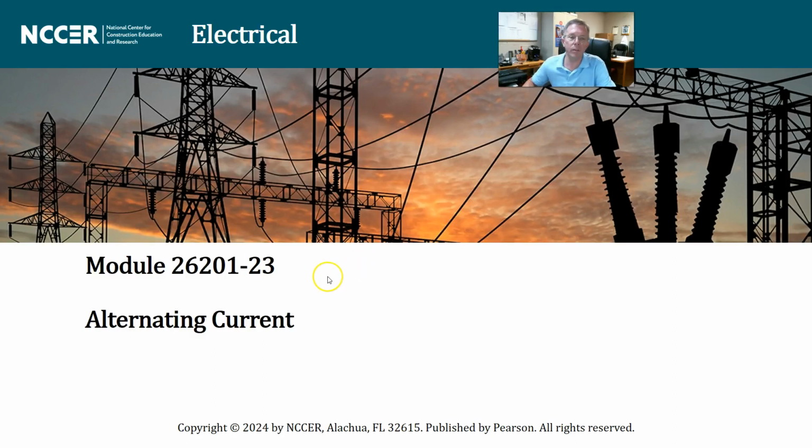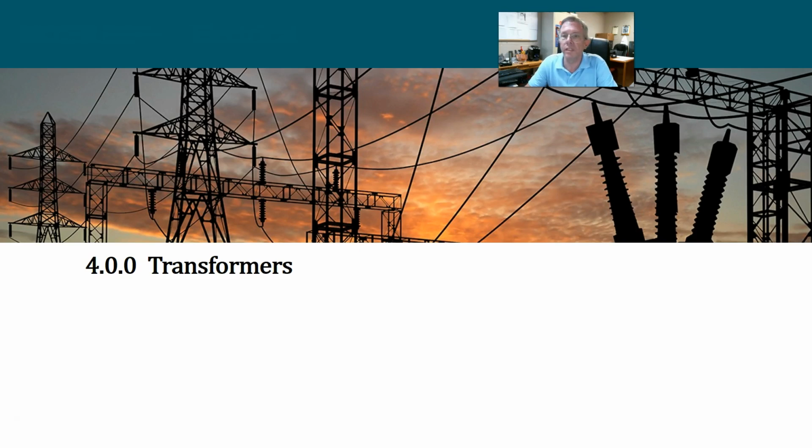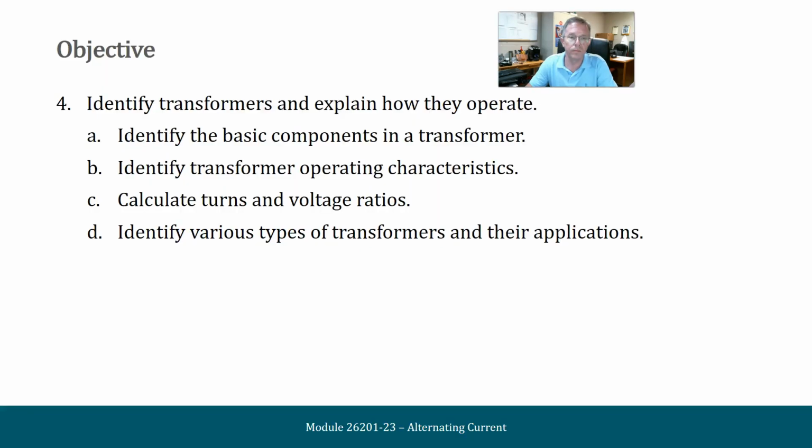Okay, everyone, continuing on in Module 26201-23, NCCER 11th edition of Electricity. This is Alternating Current, Section 4.0, Transformers.